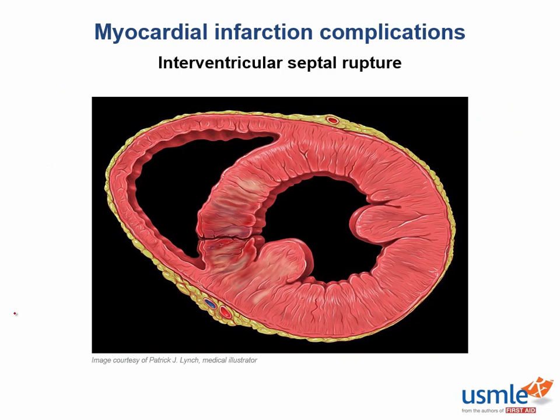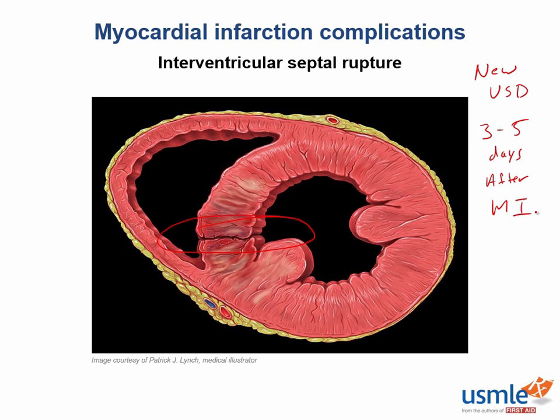Our next complication is intraventricular septal rupture, and this occurs when there's necrosis of the intraventricular septum, which leads to a new communication between the left and right ventricles, as you can see here. This creates a VSD, and it usually occurs 3 to 5 days after the initial heart attack.